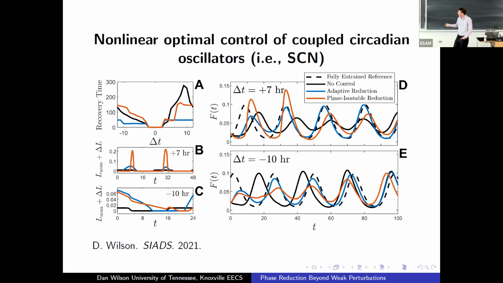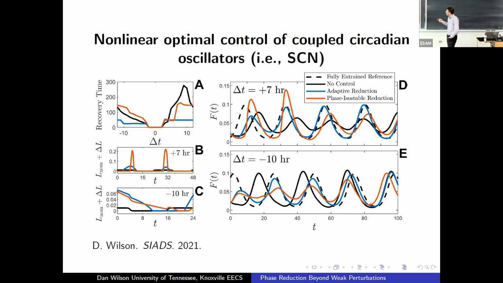So again, for a 7-hour time advance, I get a solution for this model, and I get a different solution for my phase isostable reduction, likewise a similar thing for this negative 10-hour time delay, but only one works when I actually go and apply it to the full system. So the adaptive reduction works as intended. This phase isostable reduction, sometimes it does better, but sometimes in fact it just does worse than actually doing nothing. So I can see it from this chart over here. It's better for these lines to be lower because I recover faster.